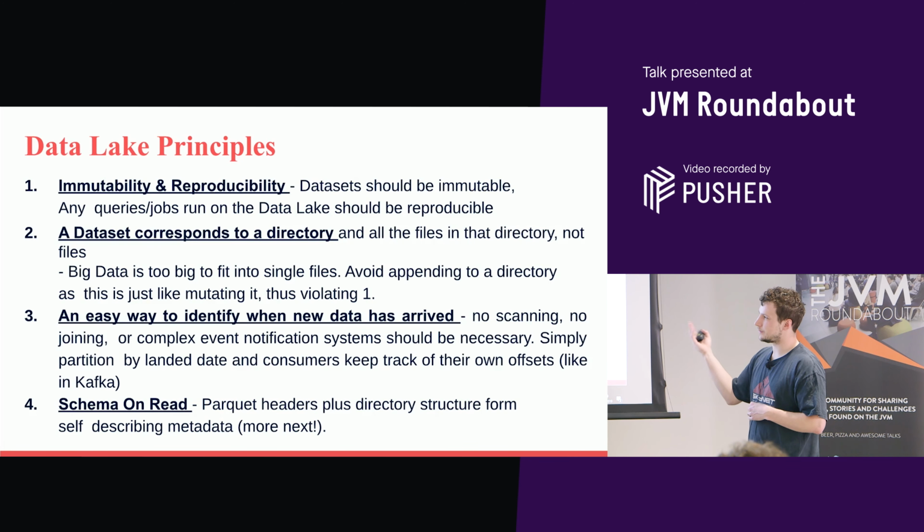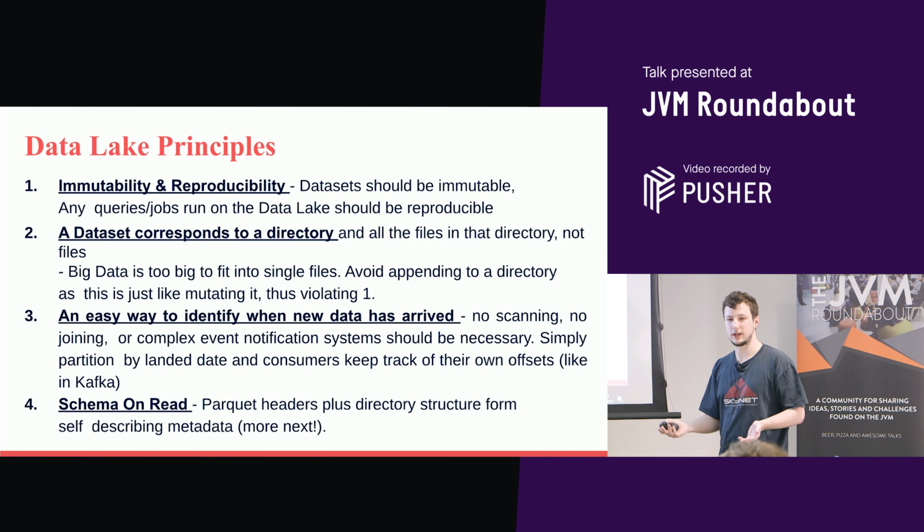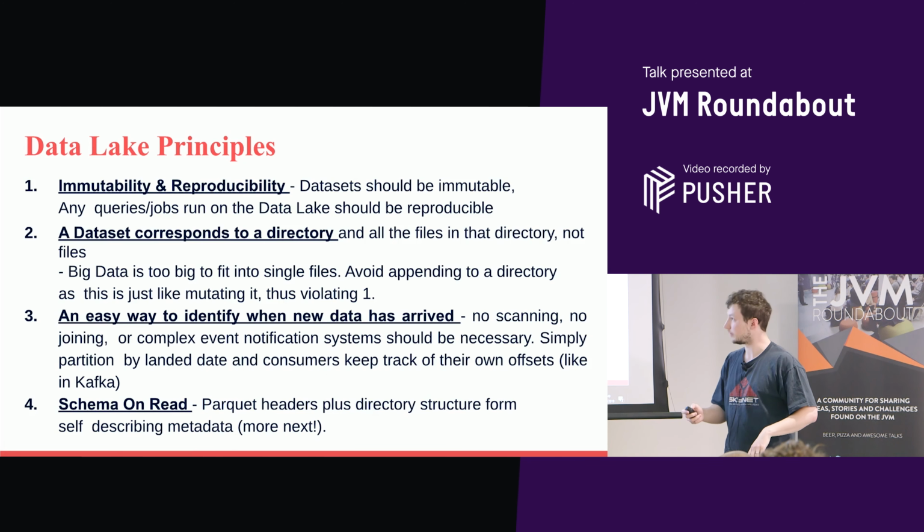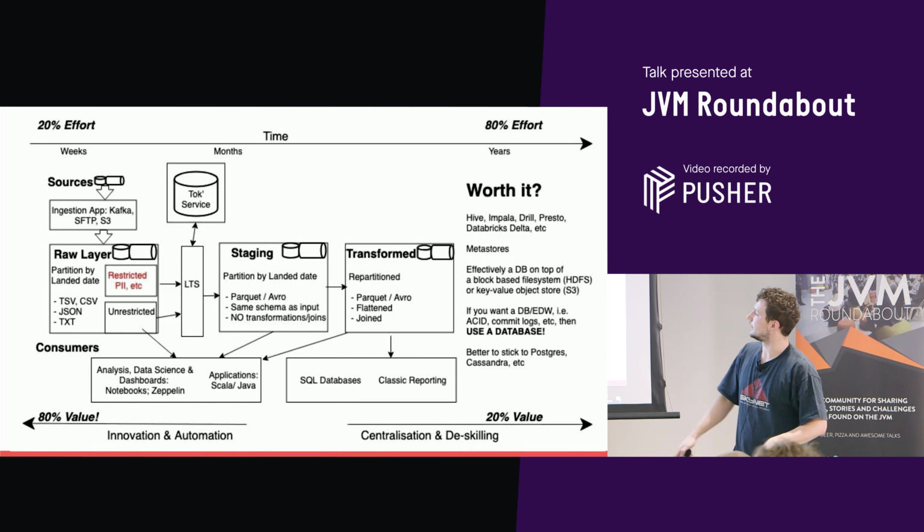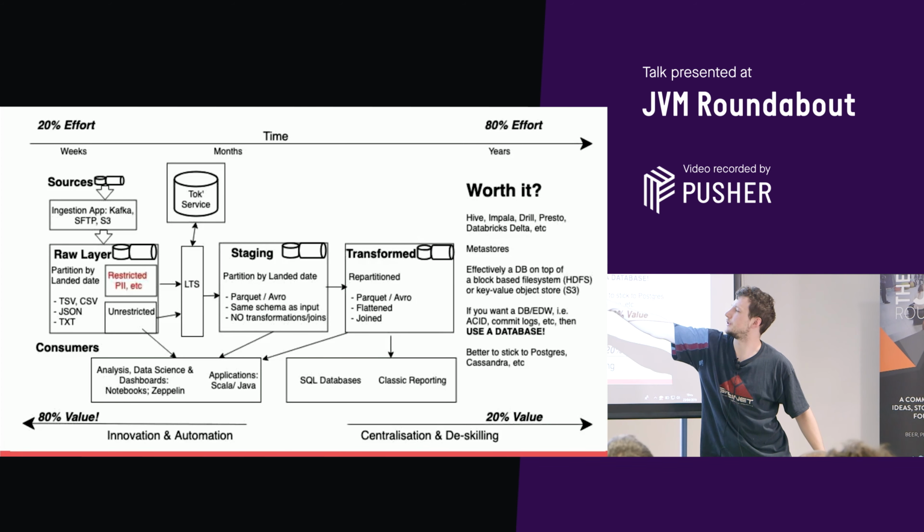You want an easy way to identify when new data arrives, so the simplest way of doing this is just partition. At the very top of your architecture, you partition by the landed date or the process date, and then you repartition it later on. So repartition it over here, don't bother repartitioning it over there.